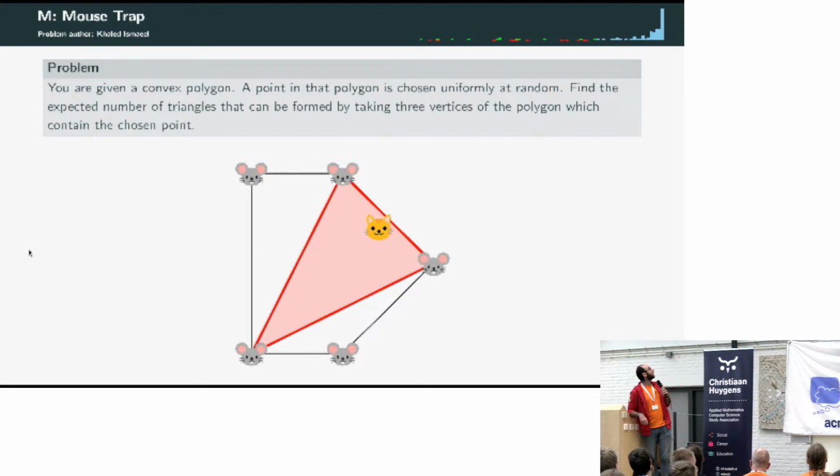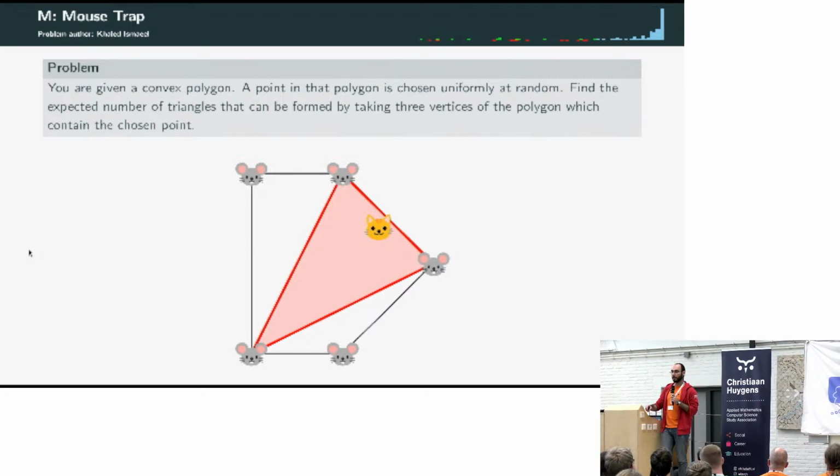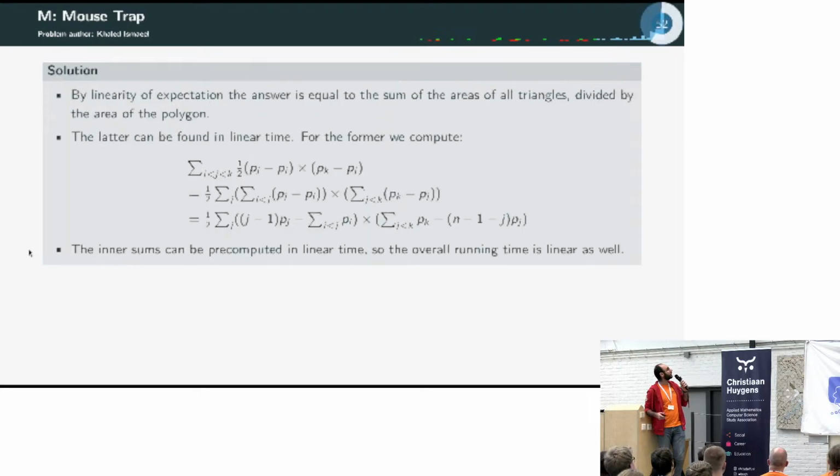Right, next problem. We have a convex polygon, and we take a uniformly random point from inside the convex polygon, and we are required to find the expected number of triangles from this larger polygon that contain this point that we just threw inside. Now, the first observation is that you can express the answer in terms of 0, 1 random variables such that 1 variable corresponds to 1 triangle, and it's equal to 0 if the point is outside, and it's equal to 1 if the point is inside.